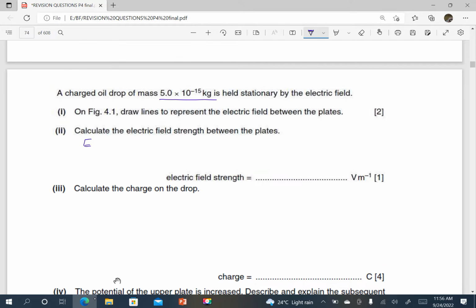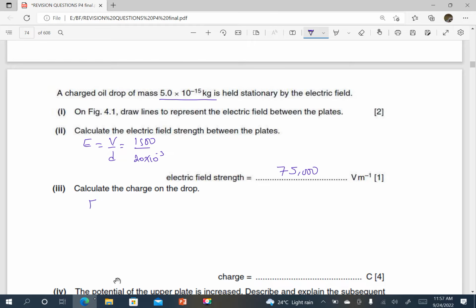We already know that E is V over D, and V is 1.5 kilovolts, so that will be 1,500. The separation was 20 millimeters, so this will be 20 times 10 power negative 3. And when I press my calculator, this is 75,000.